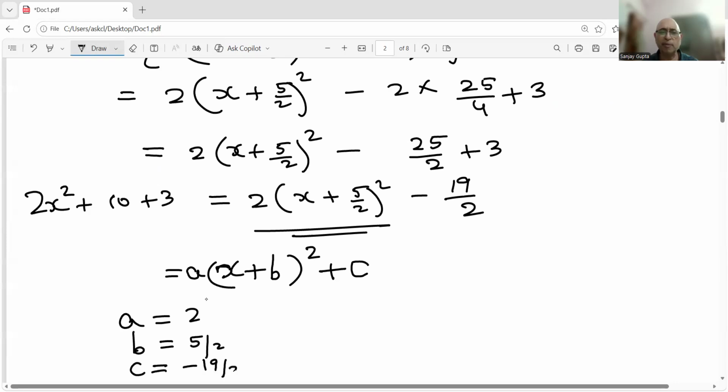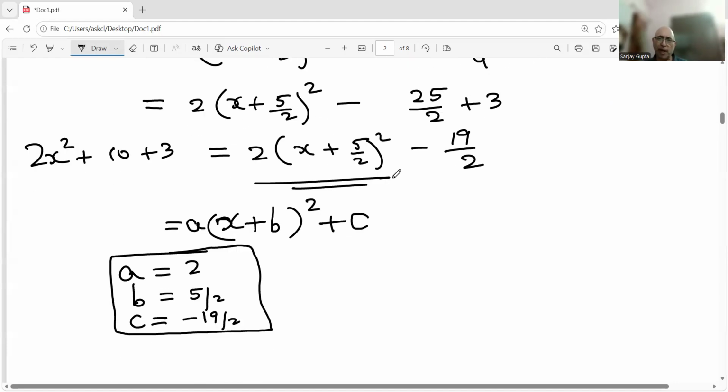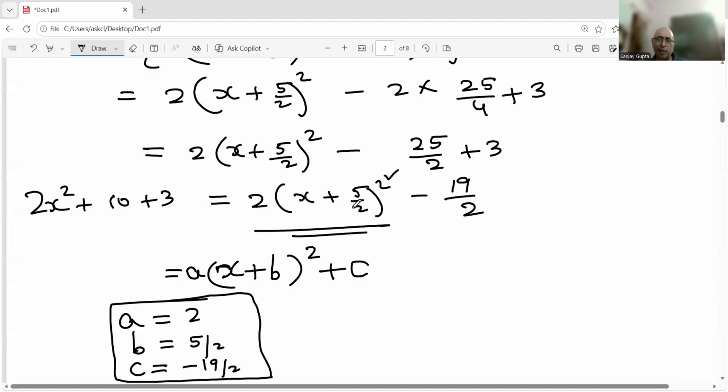Right? Most of the time, they ask you to find a, b, c by writing this in the completed the square form. So the completed the square form will have two terms, either added or subtracted, raised to the power 2 in brackets. And you might have a constant term depending on what terms are given to you.